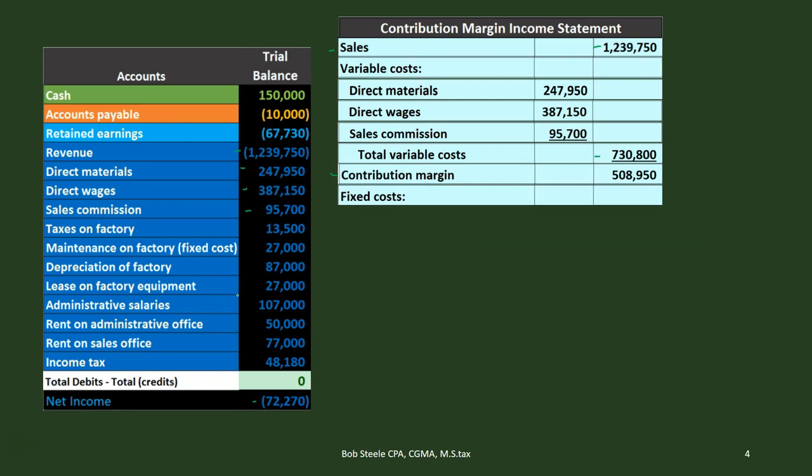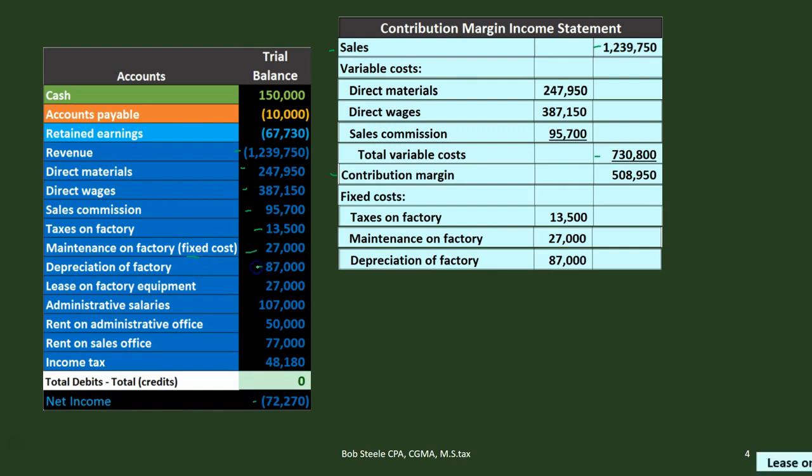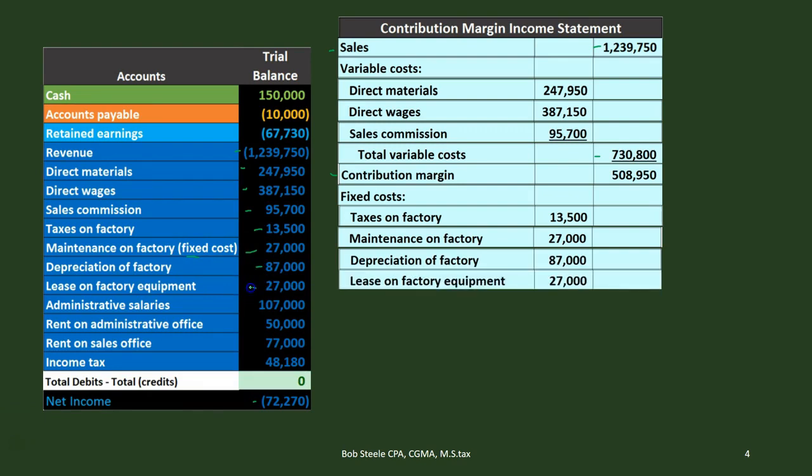So then we have the fixed costs. Fixed costs being the things that will not change with the level of production, and those include the taxes on the factory. We're assuming that's going to be fixed, like property tax on the factory. And then we've got the maintenance on the factory. Again, we're assuming that's fixed. We actually said so here. And then we're saying the depreciation and the lease on the factory equipment.